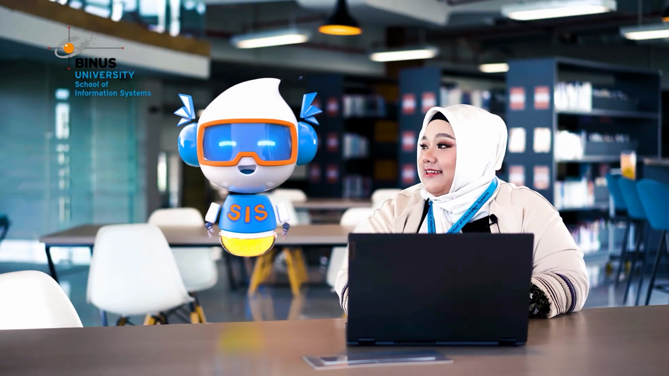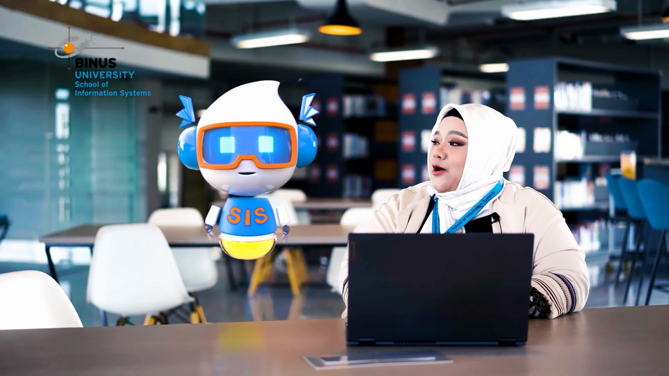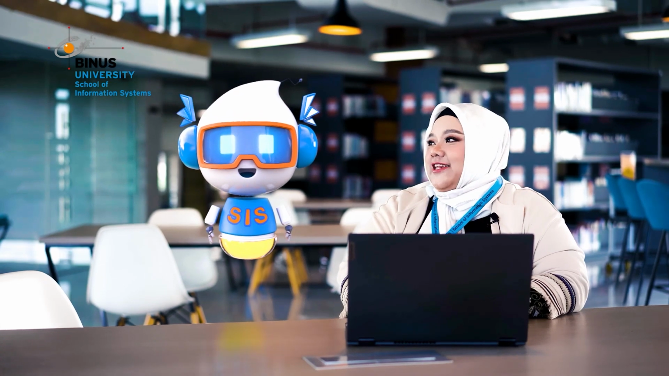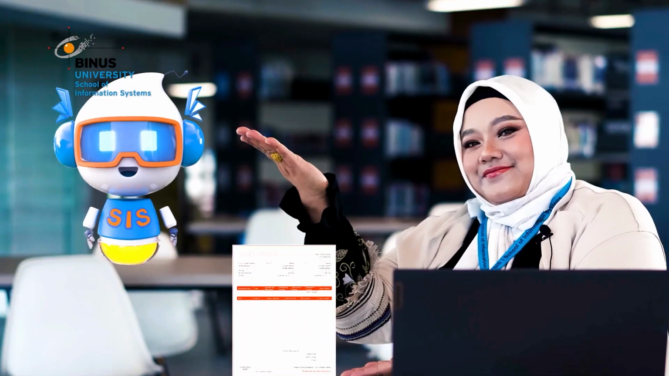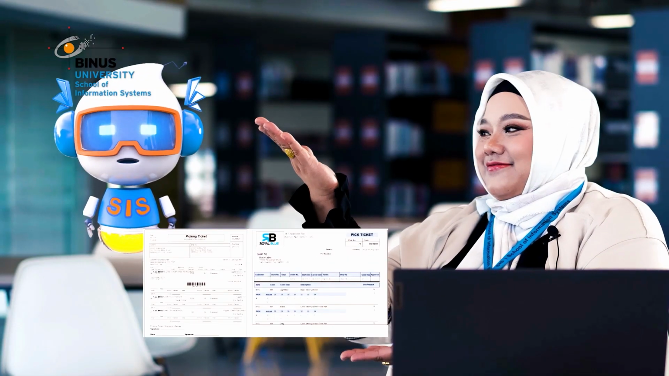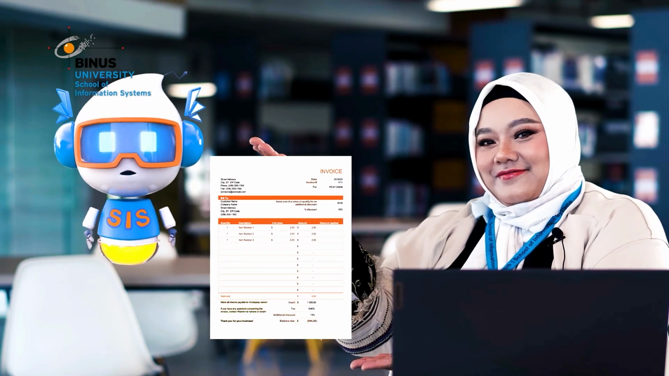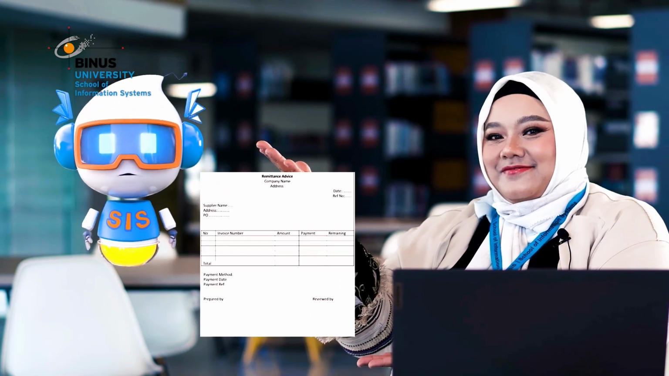Yes, good, right. How about the documents? What are the documents that are involved in the revenue cycle? There are sales order, picking tickets, packing slips, sales invoice, credit memo, and remittance list.